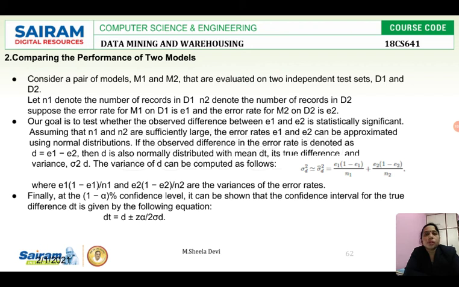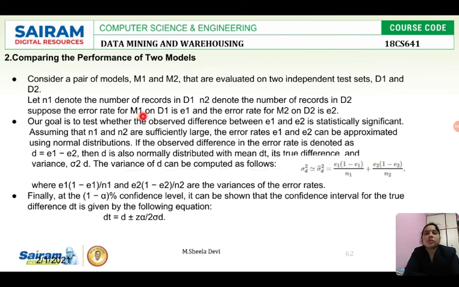We are going to apply our classifier models, that is model 1 and model 2. Let N1 denote the number of records in D1. We can assume that it is 10. 10 is N1, 10 records are there in D1. And in D2 we have N2, that is 30. We'll assume that N2 is 30, so in D2 we have 30 records.